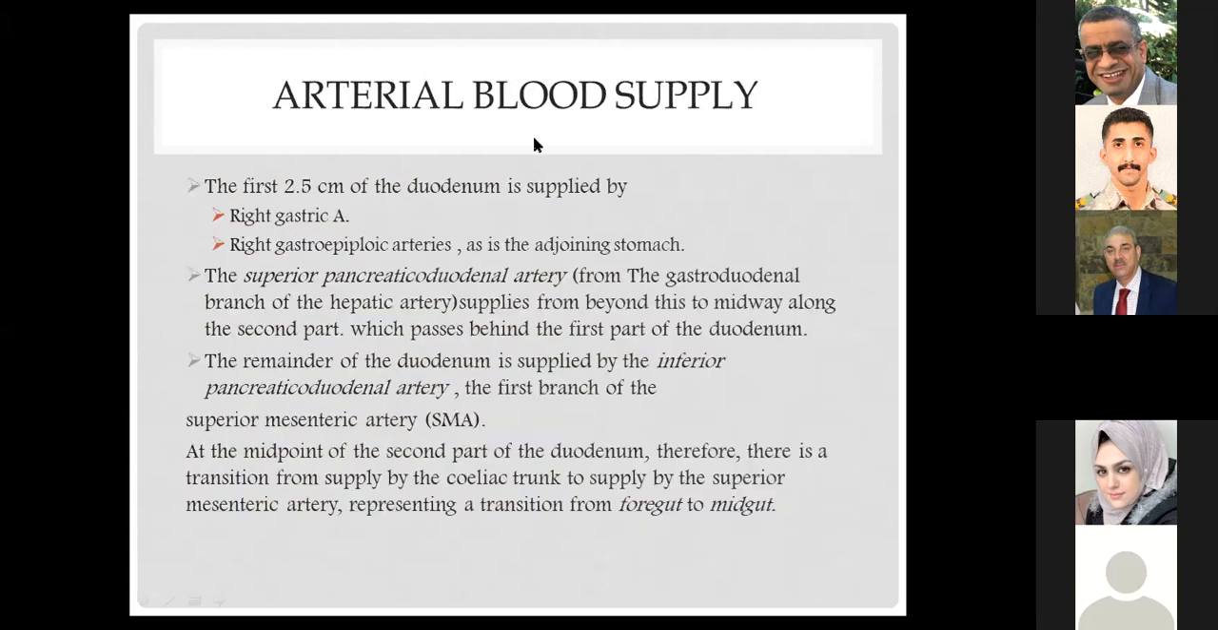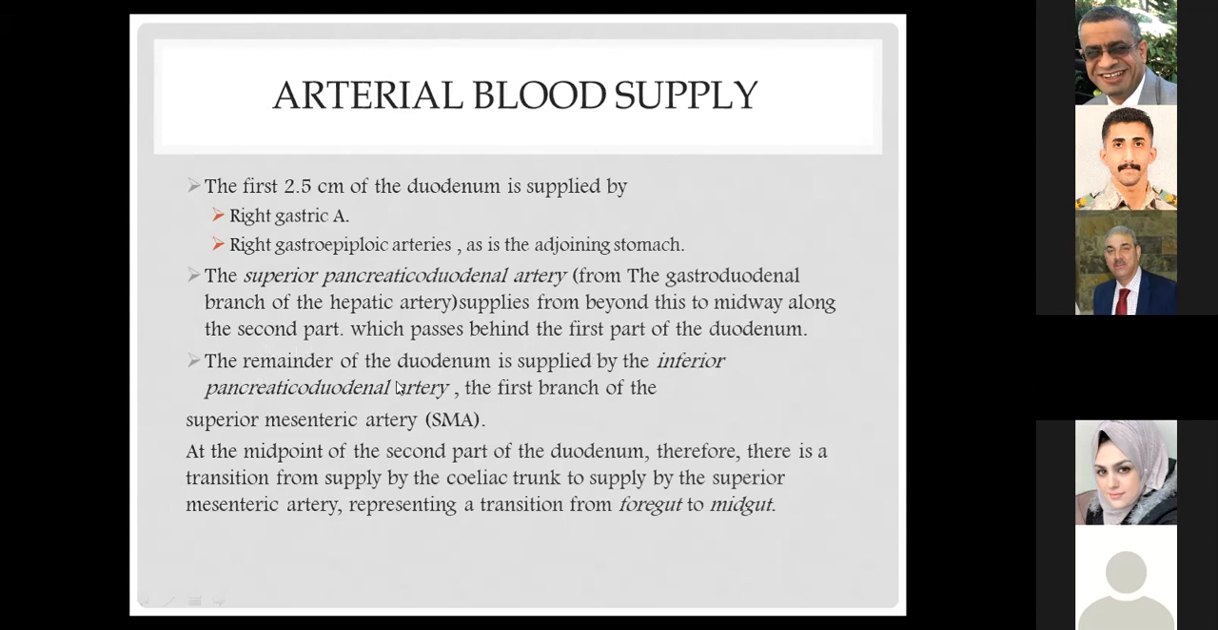Now we are going to talk about the arterial blood supply. The first 2.5 centimeters of the duodenum is supplied by the right gastric artery and right gastroepiploic artery, as is the adjoining stomach. The superior pancreatico-duodenal artery, a branch of the gastroduodenal branch of the hepatic artery, supplies from beyond this midpoint along the second part, which passes behind the first part of the duodenum.